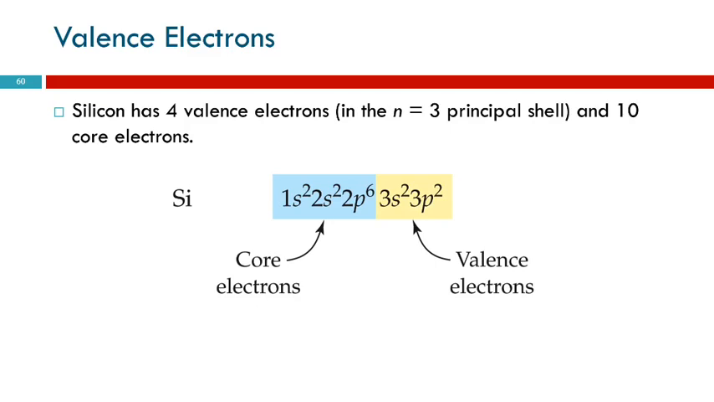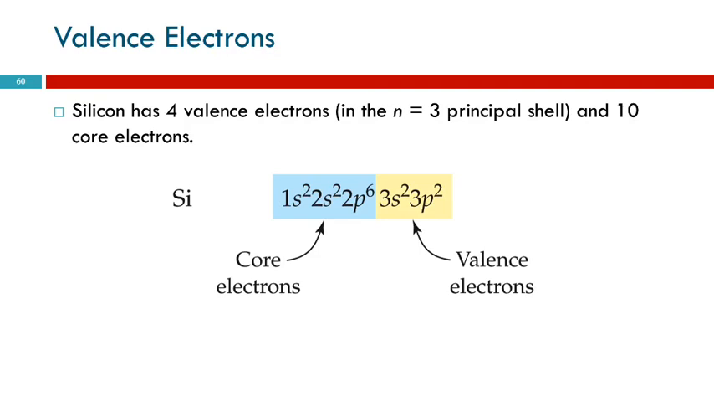So if we look at the electron configuration for silicon, 1s2, 2s2, 2p6, 3s2, 3p2. To identify the valence electrons, we're looking for the highest principal quantum number. So this is quantum number 1, 2, and 2, and 3, and 3. So 3 is the largest principal quantum number. It's the highest floor in the hotel that has electrons staying on it.